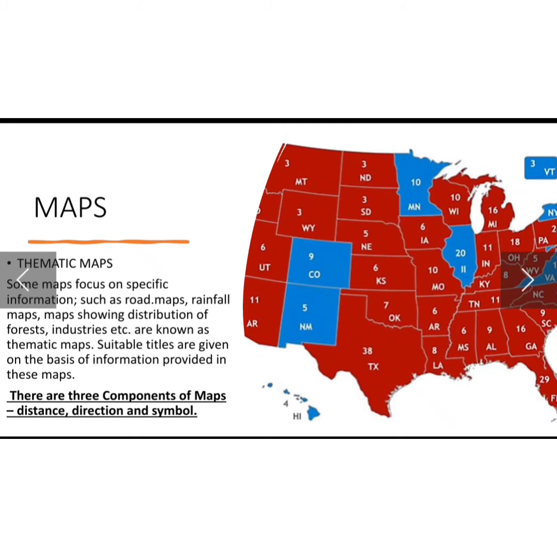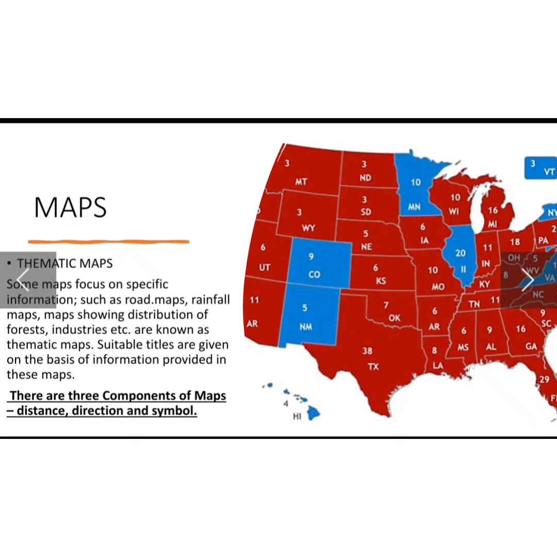Thematic got its name from a theme, so this type of map has a special focus, specific about the information, such as the types of roads found in one state or country, how much percentage of forest is distributed, and where the industries are lying. So they have a proper theme in this map and they are very specific about it. So this type of map is called a thematic map.